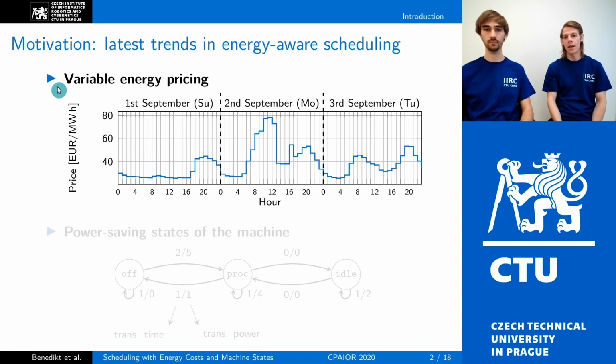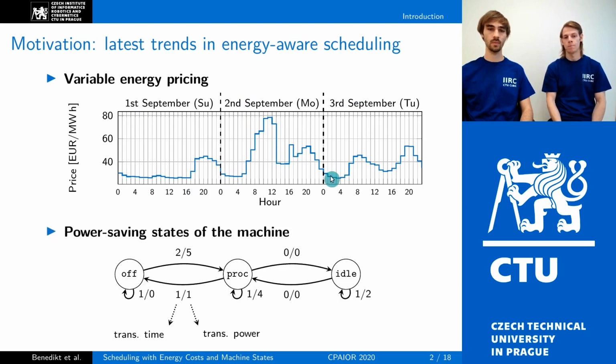The first one is the variable energy pricing, where the energy consumption cost changes during the day. An illustration is shown on this figure, where you can see the hour-by-hour evolution of the energy prices in the Czech Republic between the 1st and the 3rd September of 2019. As you can see, the energy prices are not constant and may vary on hourly basis due to negotiations on the electricity market. The second trend is consideration of power-saving states of production machines.